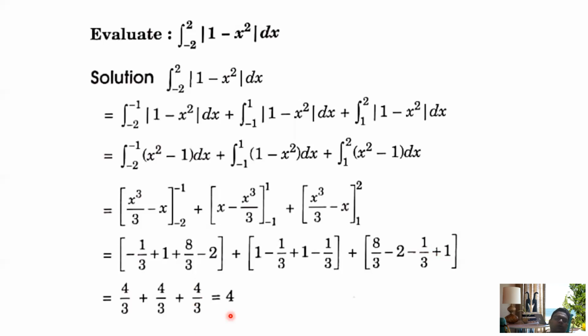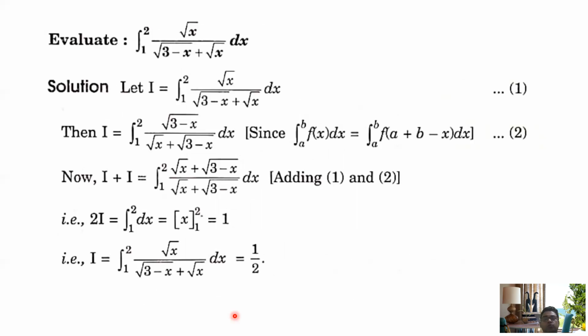So therefore ultimately your result is 4. This is also another very good question for you. 1 to 2 root x by root 3 minus x plus root x dx. Let I is equals to 1 to 2 root x by root 3 minus x plus root x.